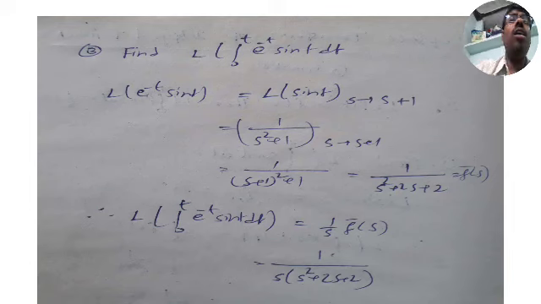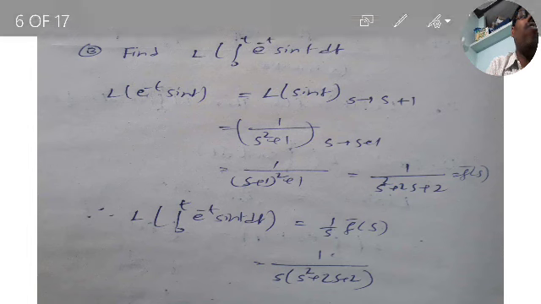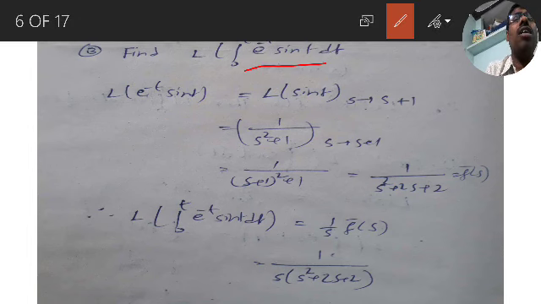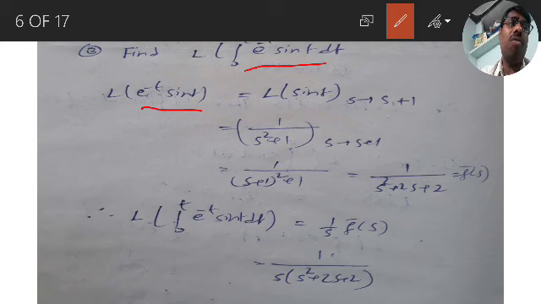Find L of the integral from 0 to t of e power minus t into sin t dt. So this is the third problem of the topic. Find the Laplace transform of the integral from 0 to t of e power minus t into sin t dt. The Laplace transform of the integral of a function means this method. So what is f of t? Within the integral, the function that is there is our f of t, that is e power minus t into sin t.